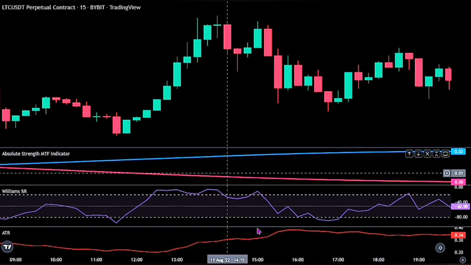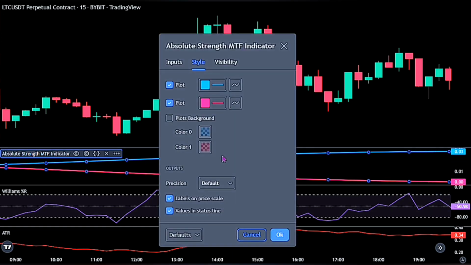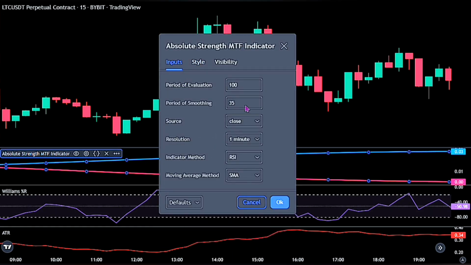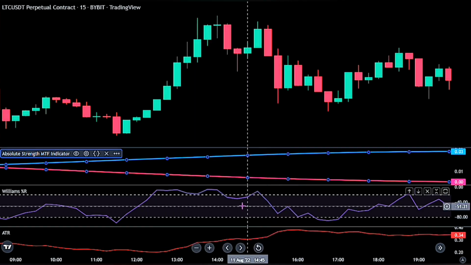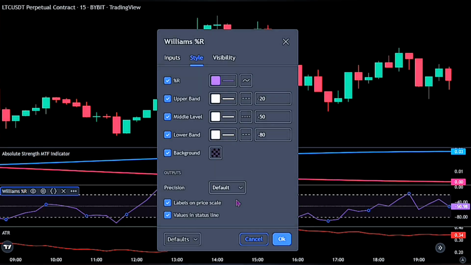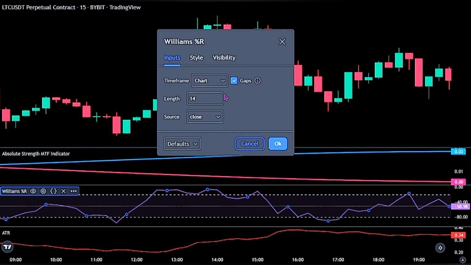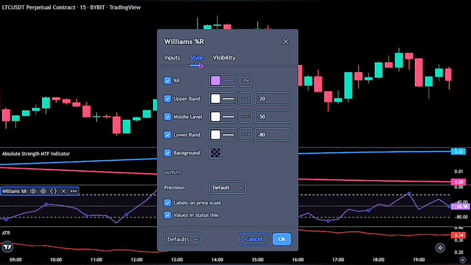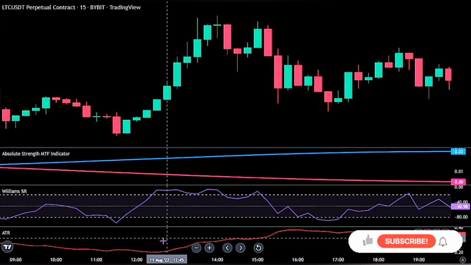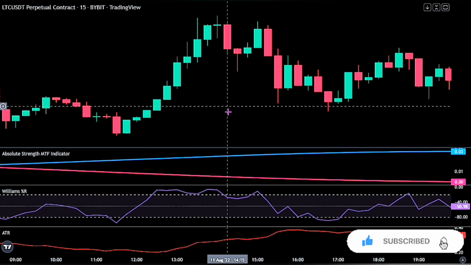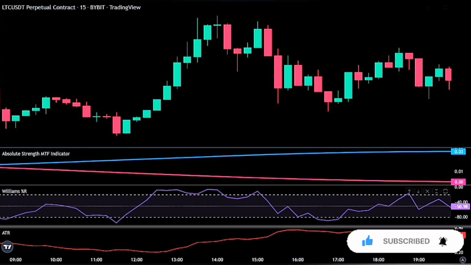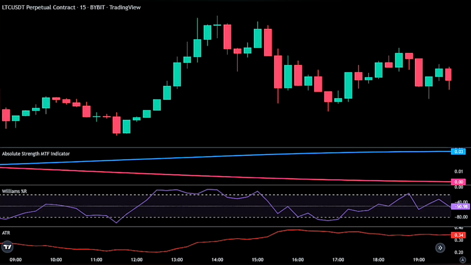Now these are the settings we applied on these indicators. For the absolute strength indicator, these are the inputs, and these are the style. For the Williams percentage, these are the inputs, and these are the style settings. For the ATR, it's on its default setting. Now, let's quickly go over some examples, so you would fully understand this strategy before we start our backtesting.